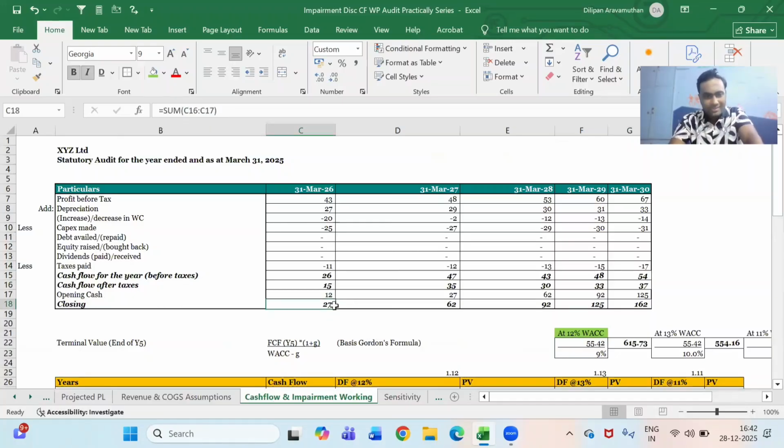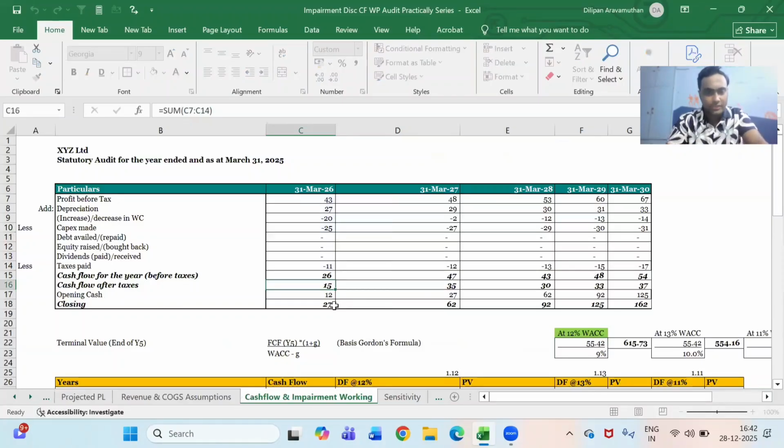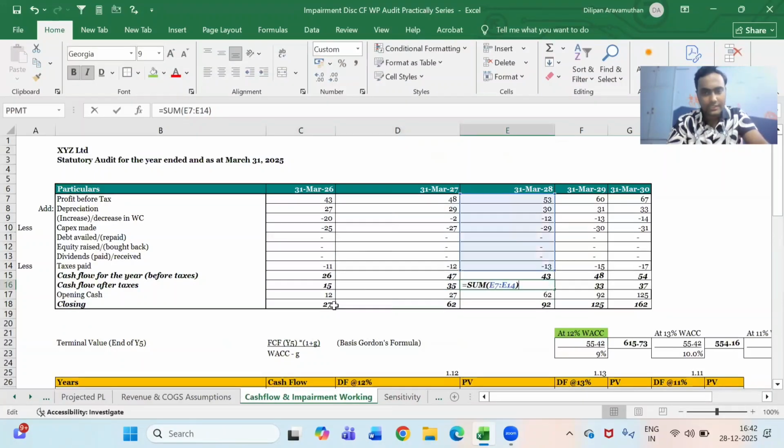So guys, if you see here, we got our cash flow for the year before taxes. We got the cash flow after taxes. You would have a doubt here, guys. Why am I writing two numbers, cash flow for the year before taxes and cash flow after taxes? First, let us discuss cash flow after taxes. We get the cash flow after taxes number here for all the 5 years of projections.